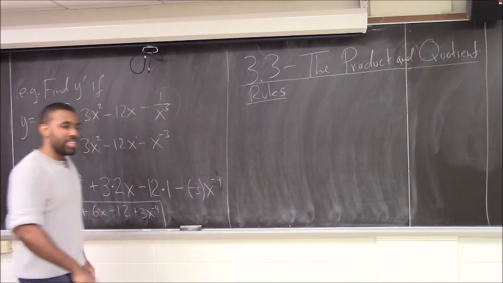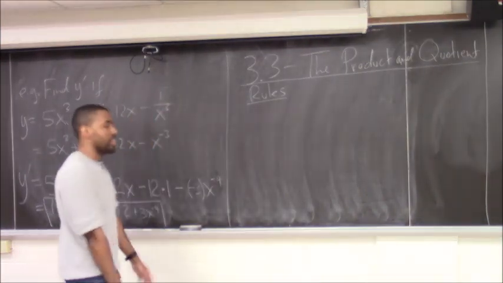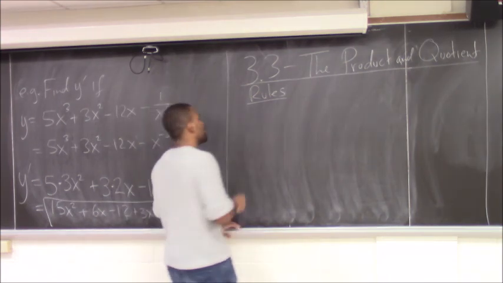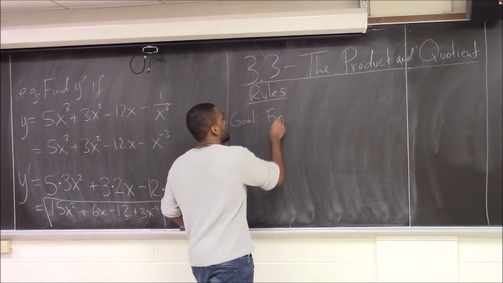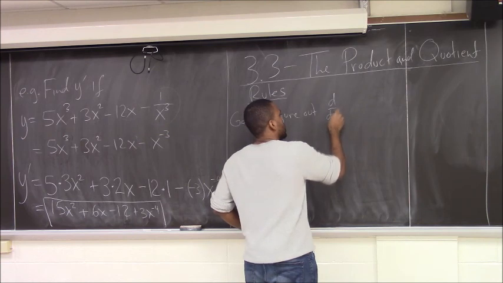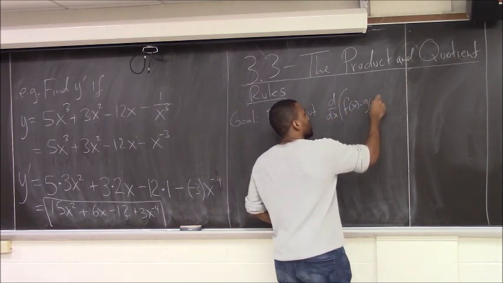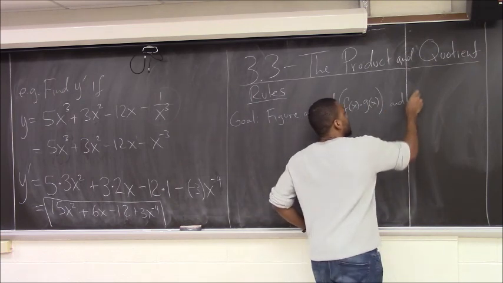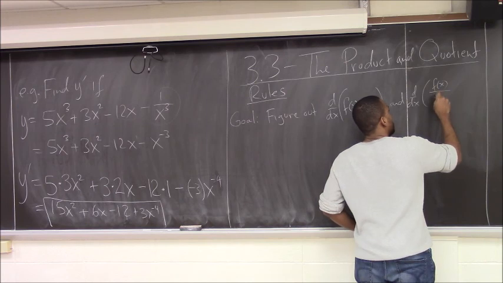So let's justify the need to even look for more rules. Why do we need anything? It looks like the power rule is pretty powerful. Why do we need anything else? Here's the reason. Our goal here is to figure out how to differentiate something like one function multiplied by another function, and how to differentiate one function divided by another function.